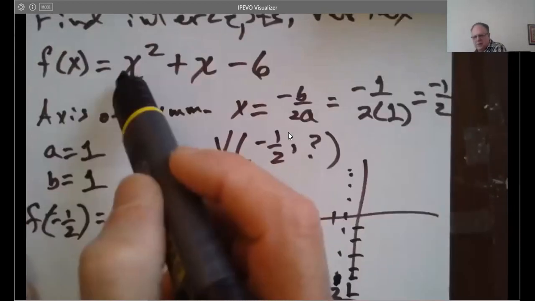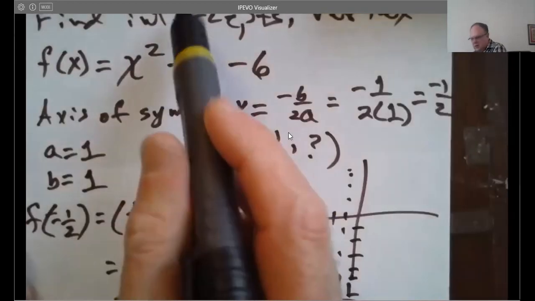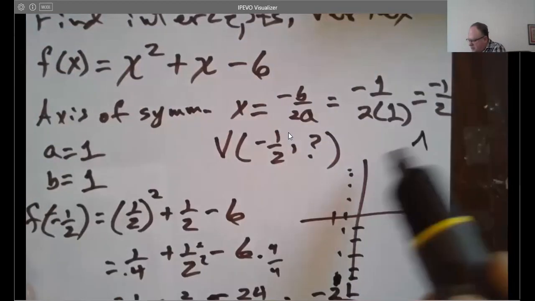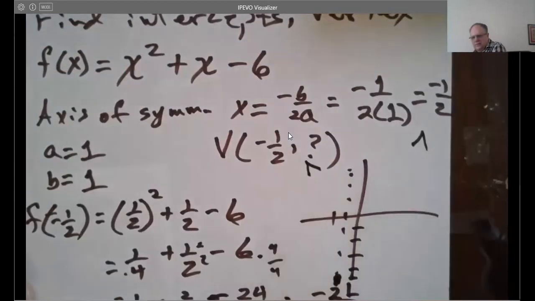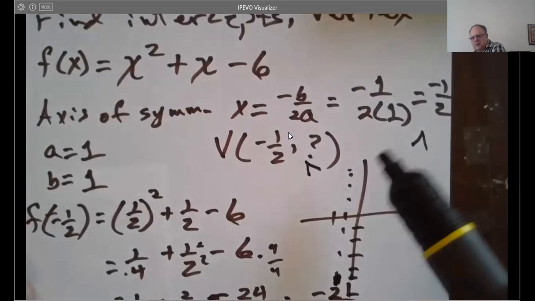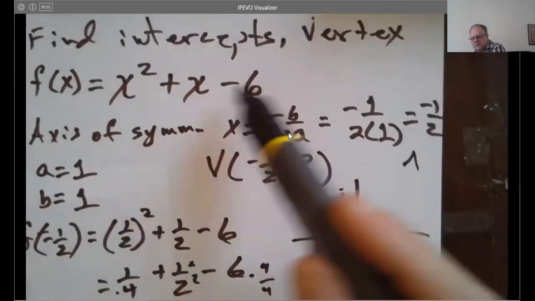And since this is positive, it's going to open up, right? So we're going to put up arrows here. So now we need to find our x and y intercepts.